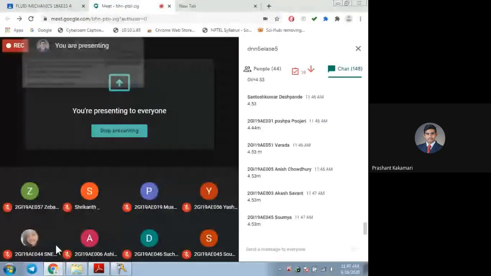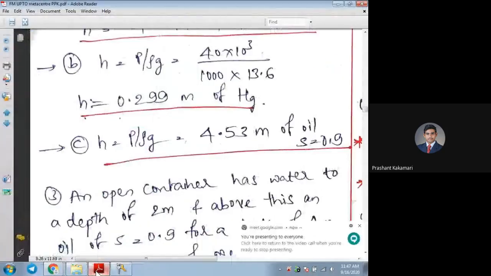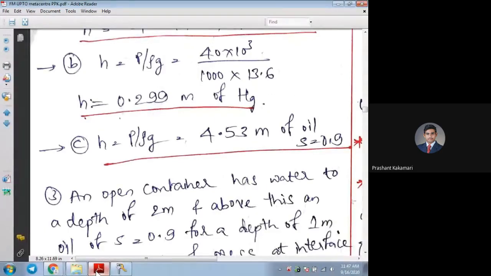Okay. So what is the meaning of this problem? To get 40 kilopascal pressure at a given point, I can go for mercury with very little height, because mercury density is very high and it can produce a large force with a small height. Only around 0.299 meters of mercury is enough. But mercury is costlier than water and other oils. That is one of the problems.